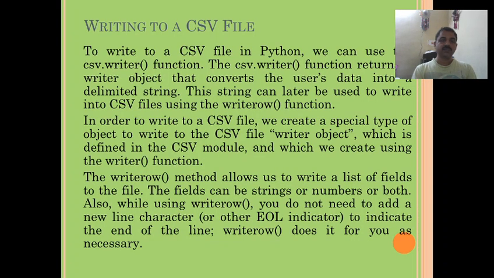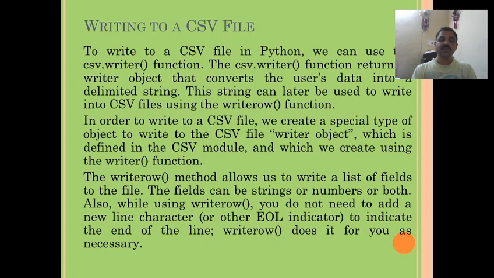So whatever is the data stored by the user, it will be converted into a delimited string. This string can later be used to write into CSV files using the writerow function. So the csv.writer function is required, and then the writerow function is required for writing. In order to write to a CSV file, we create a special type of object called a writer object, which is defined in the CSV module. So the CSV module contains the writer object, which we create using the writer function.